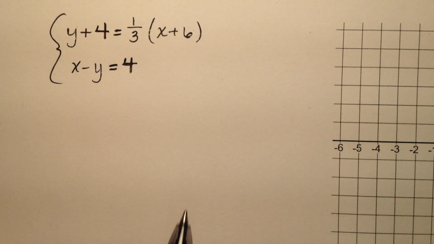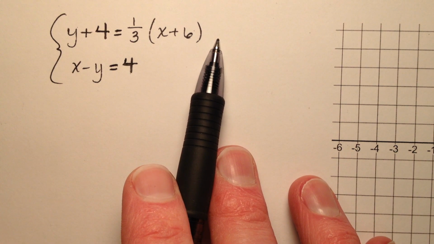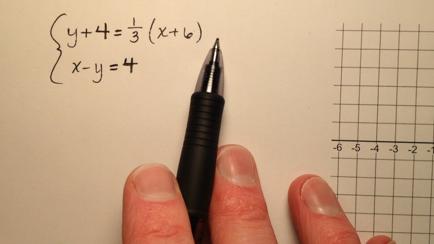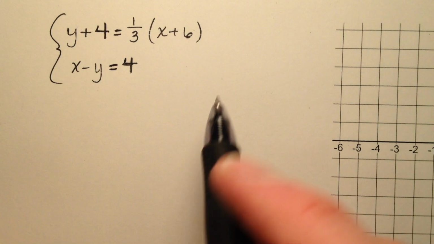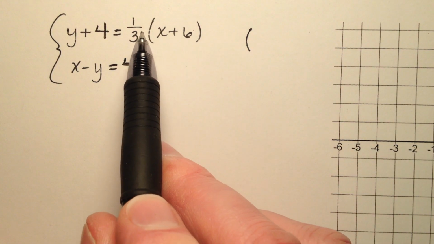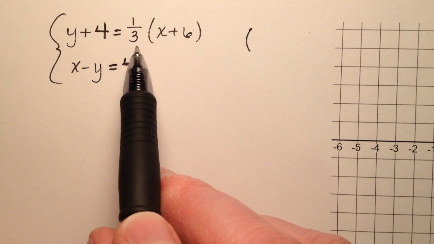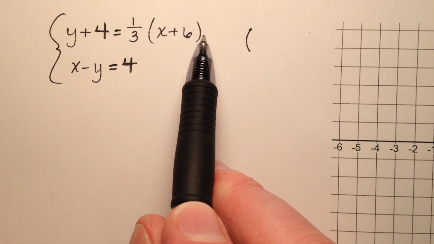In this example, we're going to solve this system of linear equations by graphing. The first equation you'll notice is in point-slope form. So the first thing we can do is grab the point from the equation. The point will function as a place to start on the graph, and then we can use the slope to make more points, and ultimately go ahead and use a straight edge to draw the line through all those collinear points.